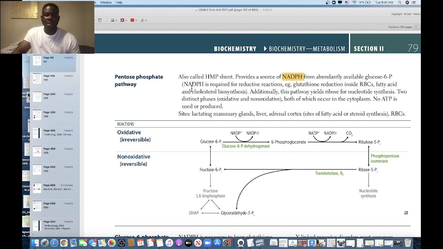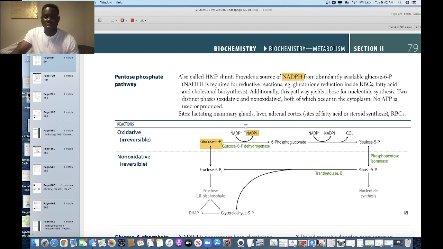Now, we all know glucose 6 phosphate. That is when glucose enters into the cell, the first step is to add a phosphate, which is the policeman, to the 6th carbon, the last carbon. That's why we call it glucose 6 phosphate. So we are using that glucose 6 phosphate in this reaction to make NADPH, and that is the main purpose of the Pentose pathway.